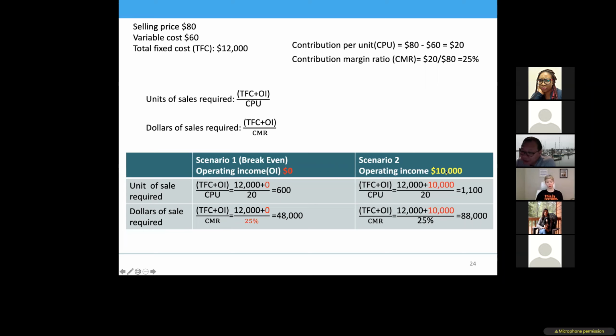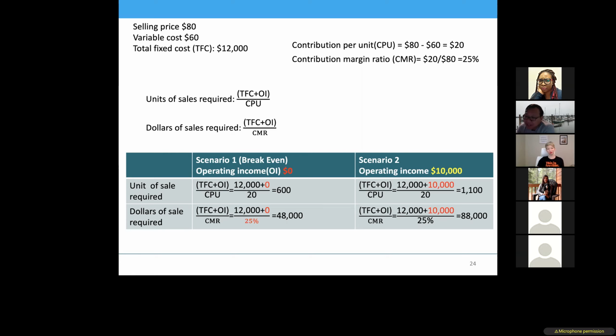What's 10,000 divided by 500? It's the contribution margin per unit, the $20, right? So basically, each unit will help you make an additional $20. If you sell an additional 500 units, you are going to make an additional $10,000. 600 units make you break even, and an additional 500 is going to make you earn $10,000. So remember this formula. Whenever you have a target operating income, just use this formula to figure out the expected sales in units or in dollars. Does this make sense? Anybody have any questions?